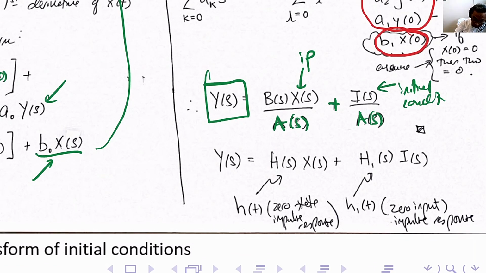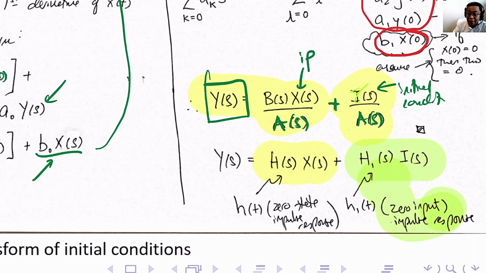Therefore, now we can perform analysis independently. We can analyze this equation individually to get H of s times X of s, the response due to the zero state, or I should say due only to the input. Or I can analyze it only due to the initial condition, or I can say due to only the zero input.